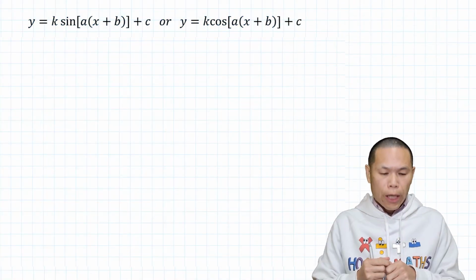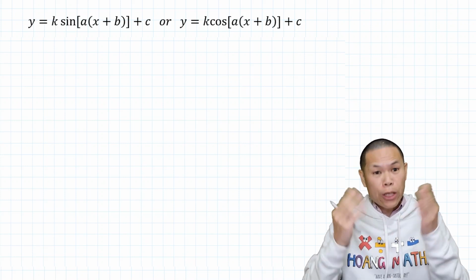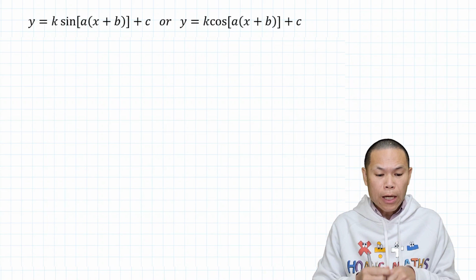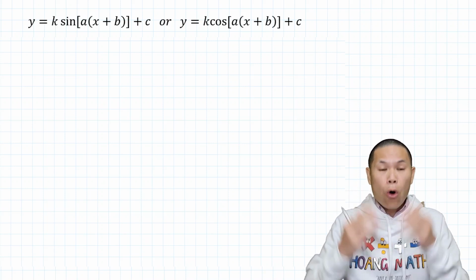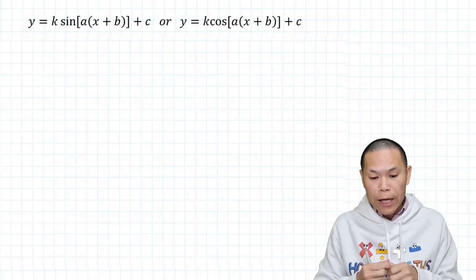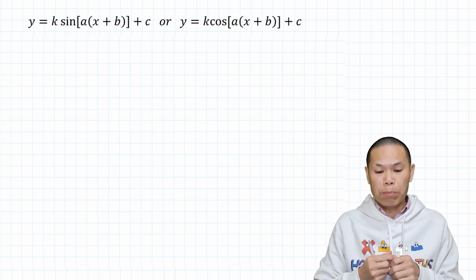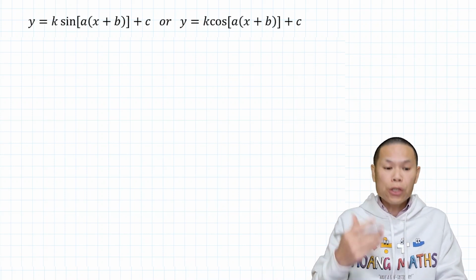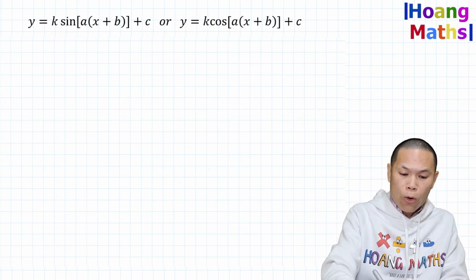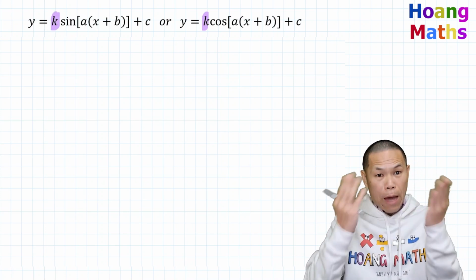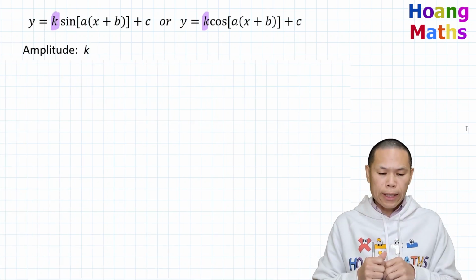First of all, if we have y equals k sine of a bracket x plus b, plus c, or y equals k cos of a bracket x plus b, plus c, we need to know that the coefficient of sine or cos, this k here, is the amplitude. So the amplitude is k.